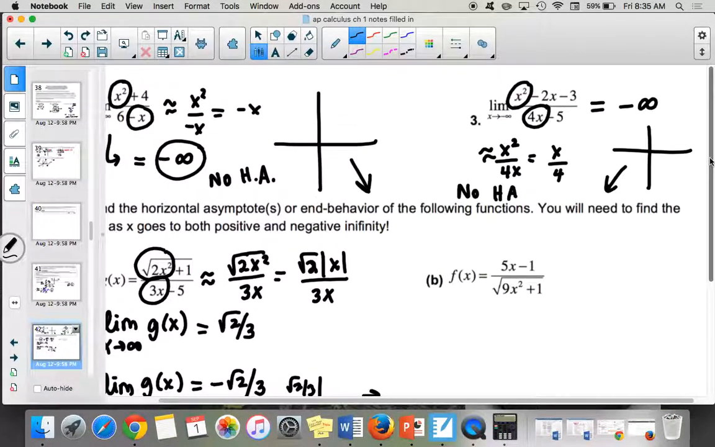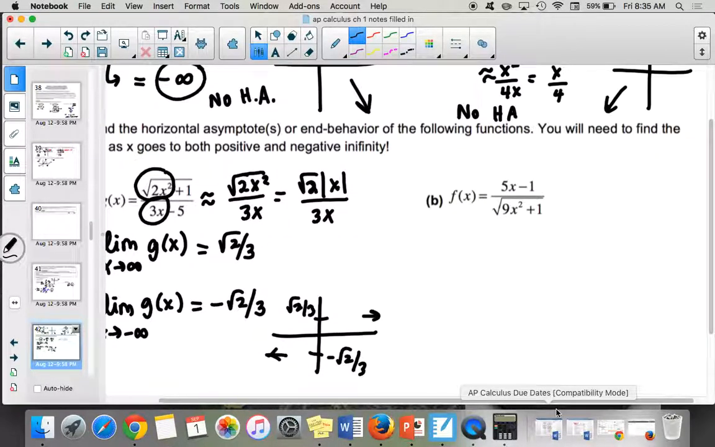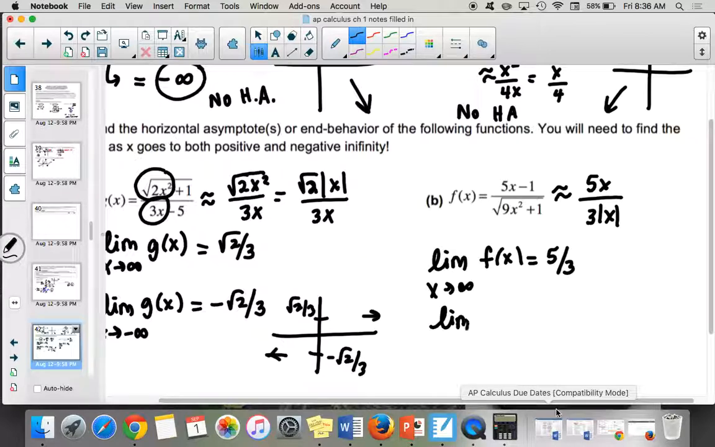All right, so on this one, it's the same idea. So we approximate it, and we're like, oh, I got 5x over square root of 9 is 3, absolute value of x. So as I do the limit as x goes to infinity of my f of x function, as I plug in a really big positive number, I get 5/3. As I plug in a really big negative number, I get negative 5/3. Okay, so I have 2 again. So look for those ones that have like the square root of x squared.